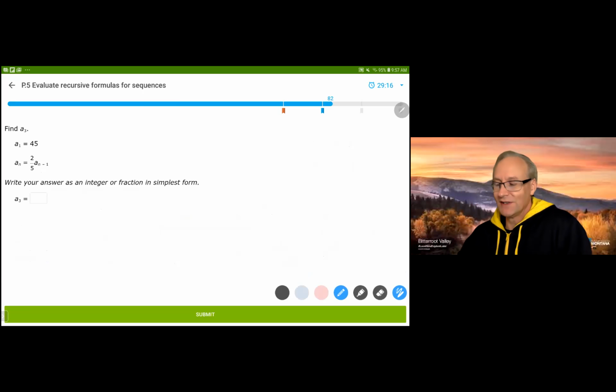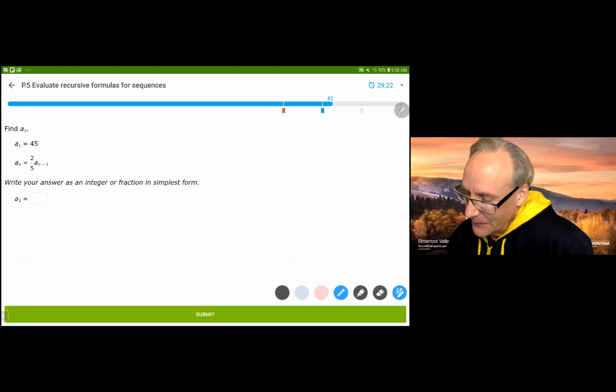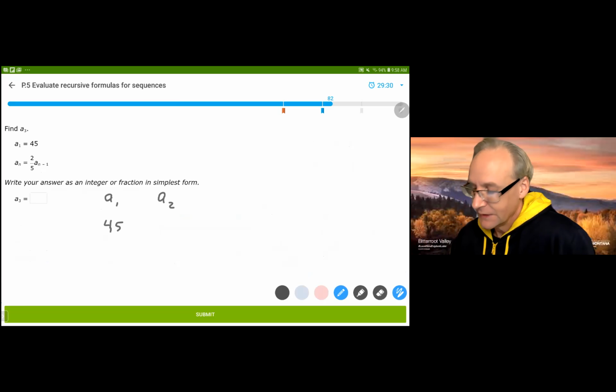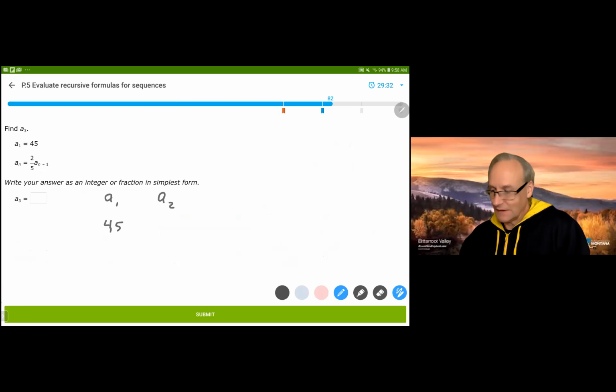Okay, this time we're going to multiply by 2/5. Let's see if I can do it right this time. I'm so sorry I messed that up. So A1 is 45, and we're going to take 2/5 of 45 to get to the A2. So we're going to multiply it by 2/5, which is going to be 18. If you want to see it, I'll write it down at the bottom.